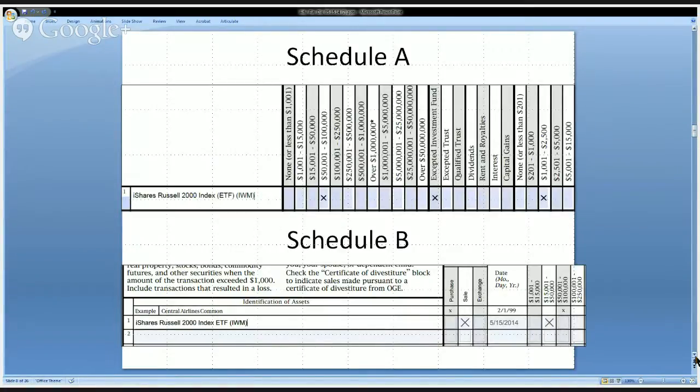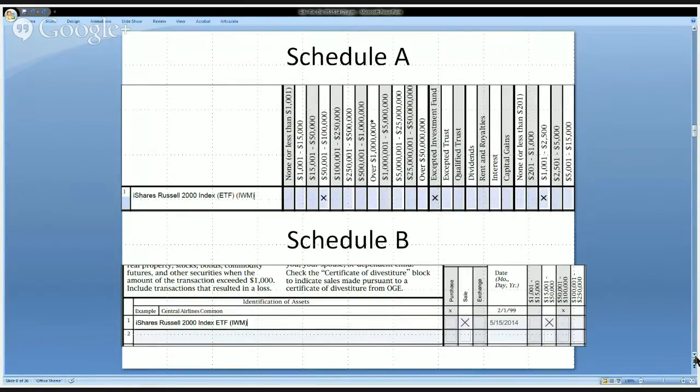And you can see here that we've reported the category of value. We've indicated that the fund is an accepted investment fund, so we don't need to disclose the underlying holdings, and that it produced between $1,000 and $2,500 in income during the reporting period.